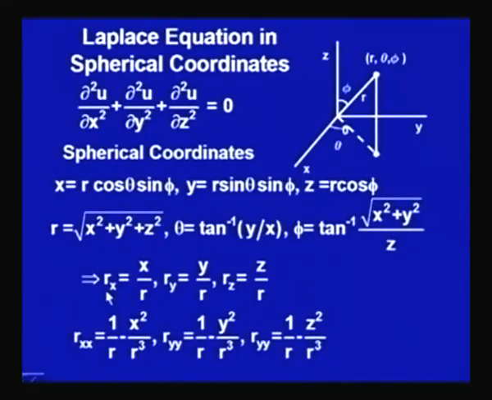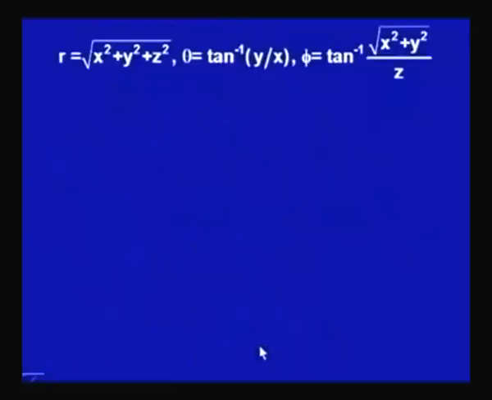From here if I go with the second derivative, again with respect to x, I will get 1 upon r into x times the derivative of 1 upon r, that is minus 1 upon r square, and the derivative of r with respect to x is x by r. So, again we would get 1 by r minus x square upon r cube. Similarly, the second derivative of r with respect to y is 1 upon r minus y square upon r cube, and the second derivative with respect to z, that is r z z, would be 1 upon r minus z square upon r cube.